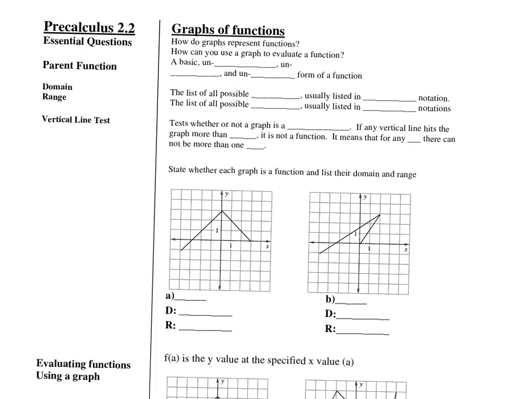All right, now on to the next section here. So we got our essential questions. How do graphs represent functions? And then how do you use a graph to evaluate a function? So first off, a parent function we talked about on the previous page is the unstretched, unshifted, and unreflected form of a function. Okay, so unstretched, unshifted, and unreflected.